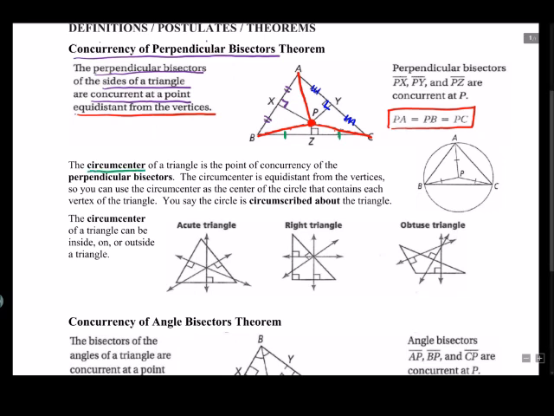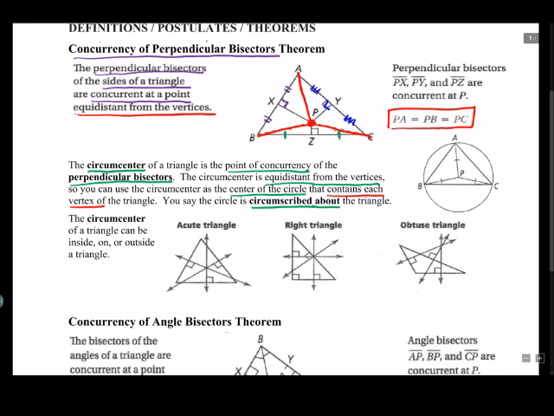The circumcenter of a triangle is the point of concurrency of your perpendicular bisectors. So this point is called the circumcenter. The circumcenter is equidistant from the vertices, so we can use that as the center of a circle that contains each vertex of the triangle. Now we say that this circle is circumscribed about the triangle.